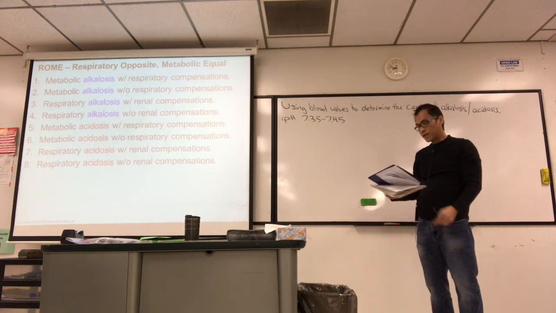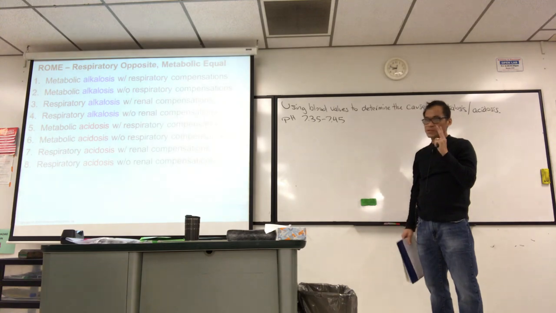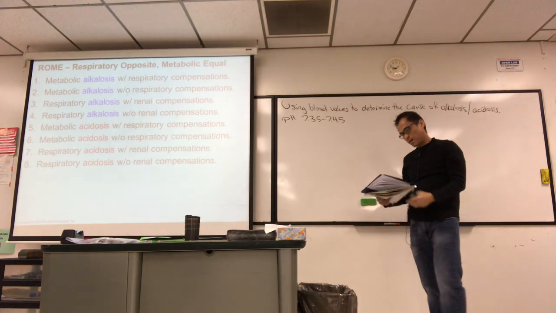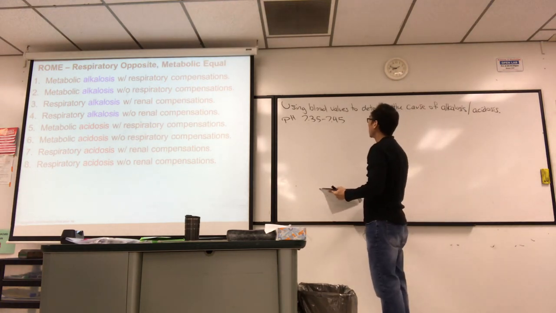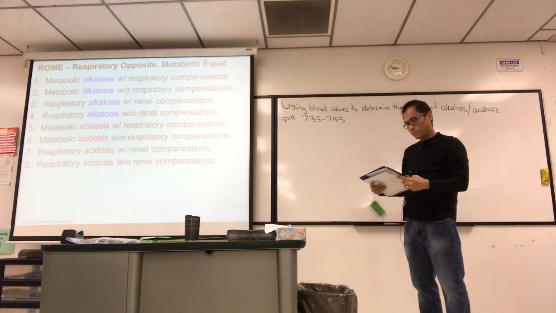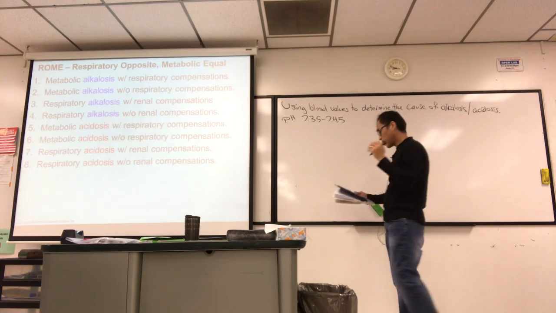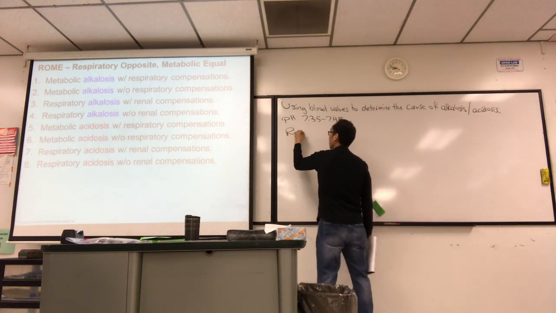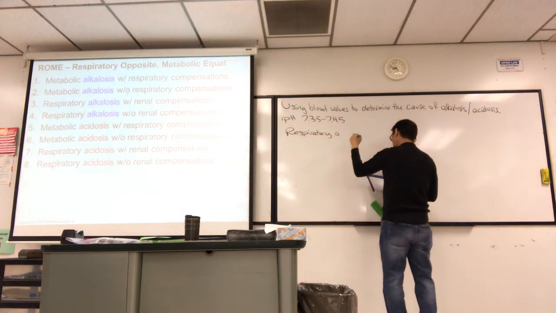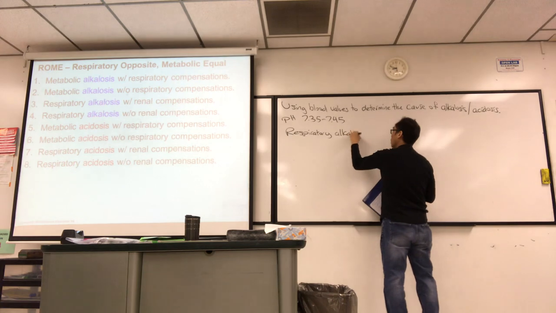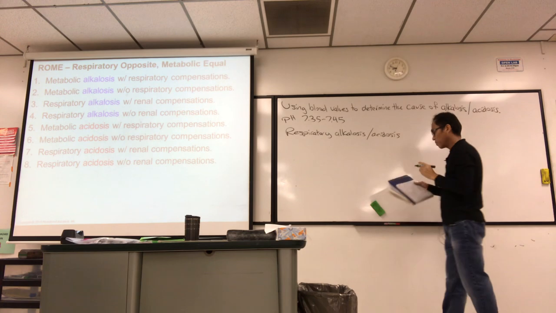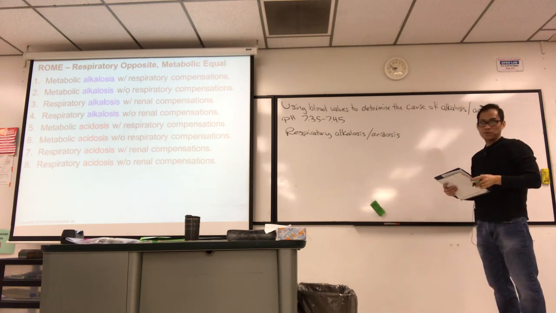Okay. Well, the second thing you got to do is, we're talking about two systems here: kidneys, lungs, respiratory, renal. What's the cause? It's going to be one or the other on this exam. If the cause is a respiratory alkalosis or acidosis, the blood value you want to look at is the partial pressure of CO2.